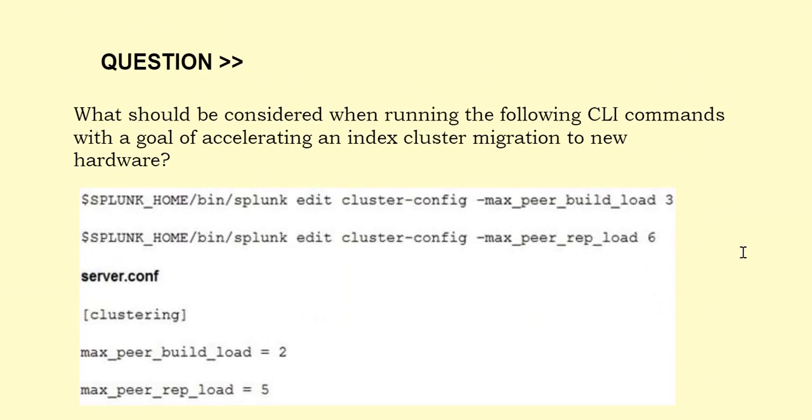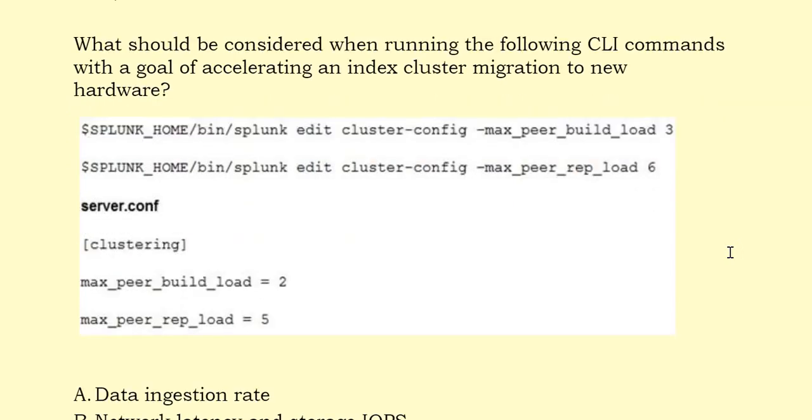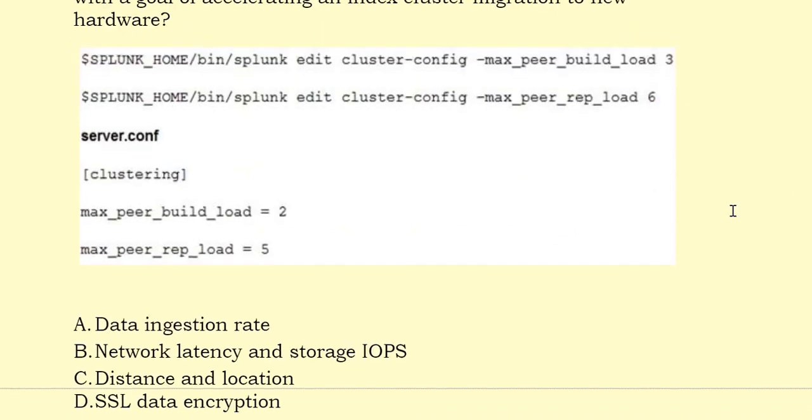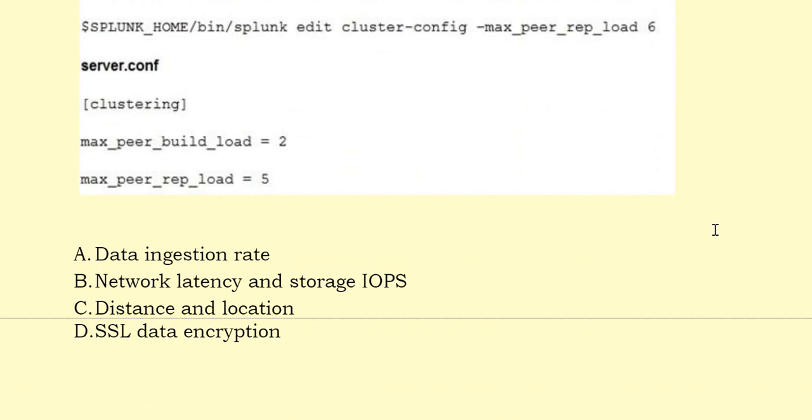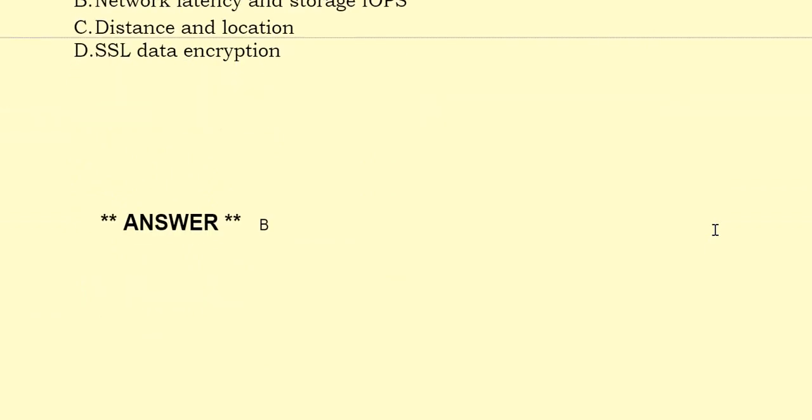What should be considered when running the following CLI command with the goal of accelerating an index cluster migration to new hardware? Please have a look at the commands. Option A, data ingestion rate. Option B, network latency and storage IOPS. Option C, distance and location. Option D, SSL data encryption. The correct answer is option B.